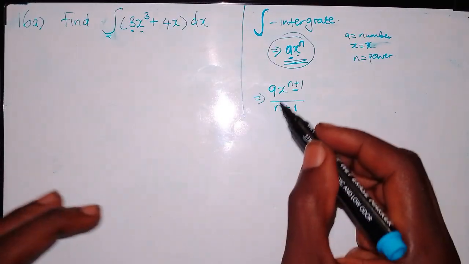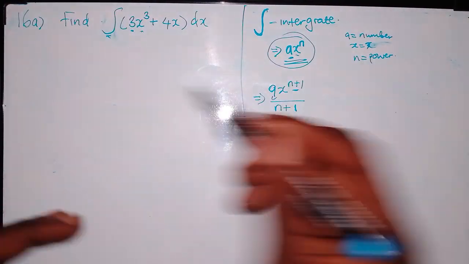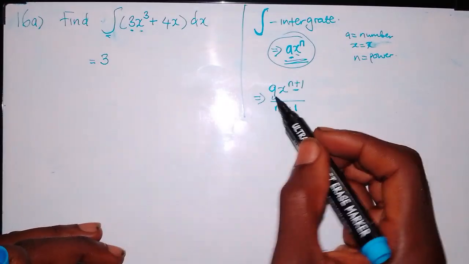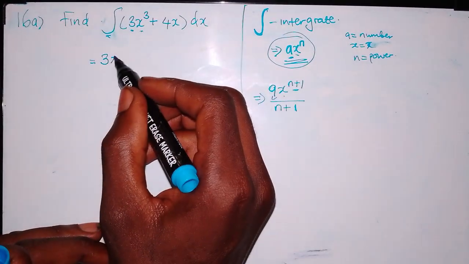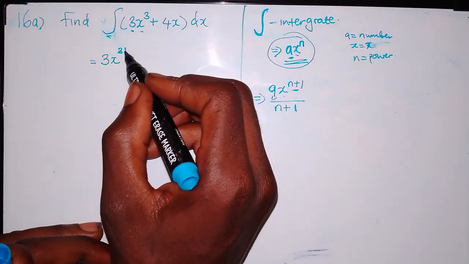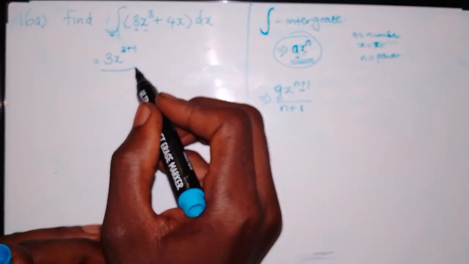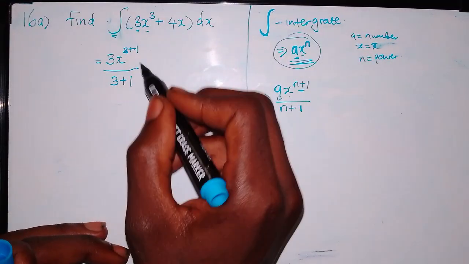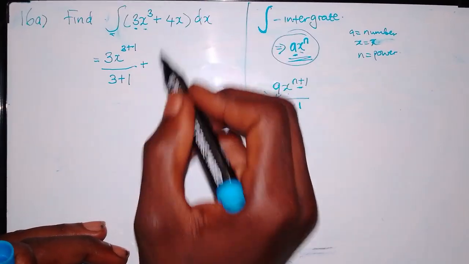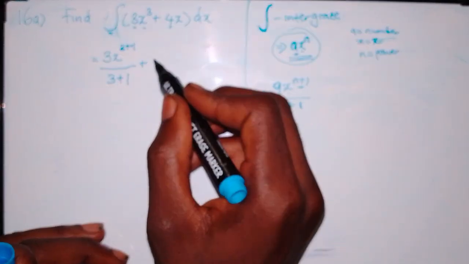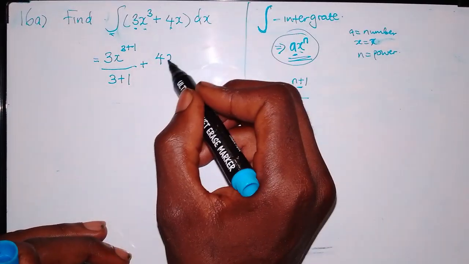So we say that a is what? The number. So you say 3, then you say x, then you say 3 plus 1. Again, down there say 3 plus 1. Then you say plus. Again, you go to this one. The number is what? 4. Then you have x.